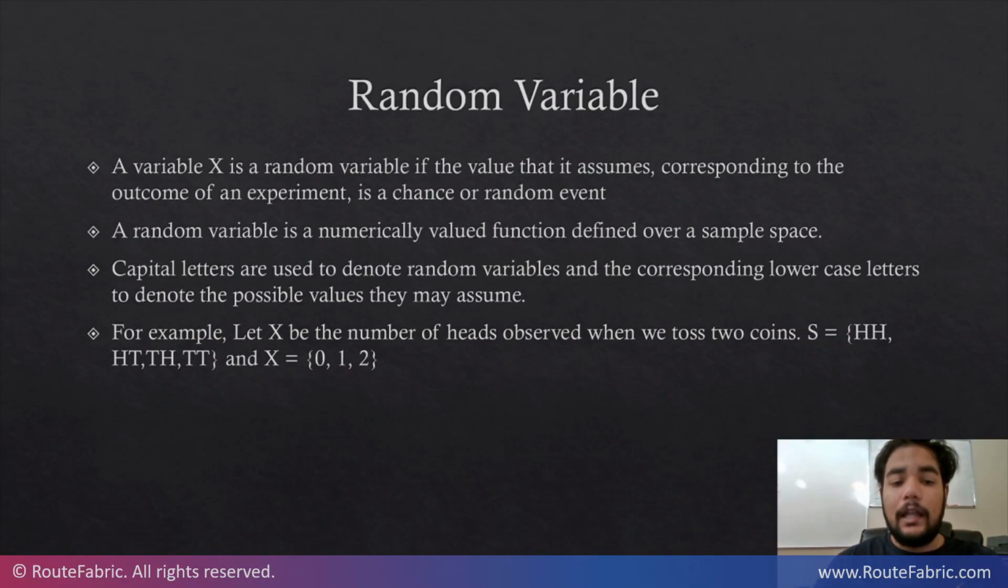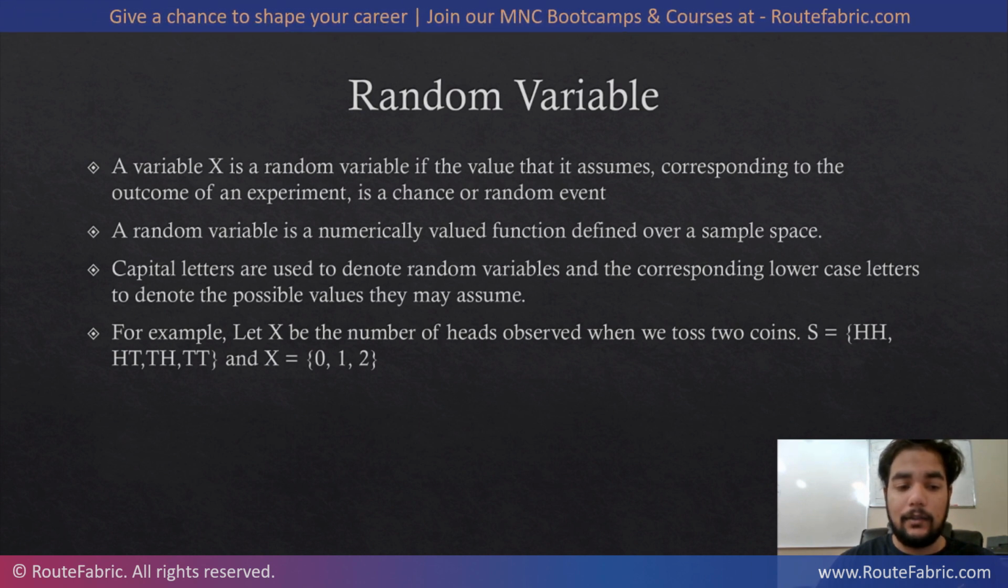For example, let random variable x be the number of heads observed when we toss two coins. The sample space S is equal to heads heads, heads tails, tails heads, and tails tails. The random variable x is equal to 0, 1, 2, which is 0 heads, 1 head, and 2 heads.